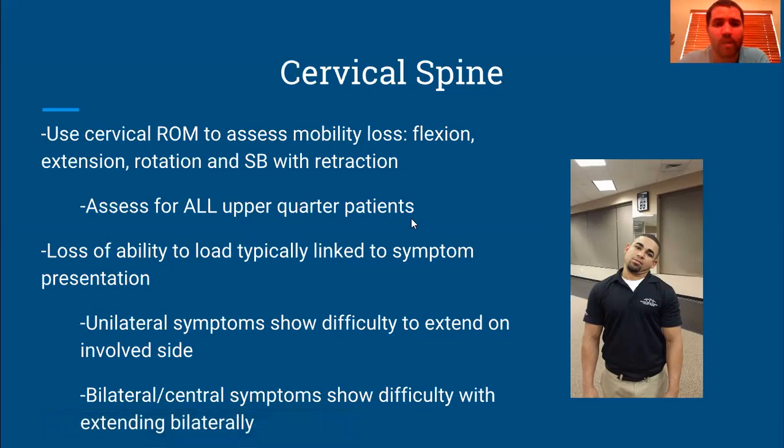You want to look for that loss of ability to load. Typically, it's going to be linked to the symptom presentation. So what that will look like, not just the retraction side bend loss, but also when they extend, you'll see them avoid loading that involved side. So for example, if they show dysfunctional retraction side bend to the right, as they extend, their head will start to deviate to the left.